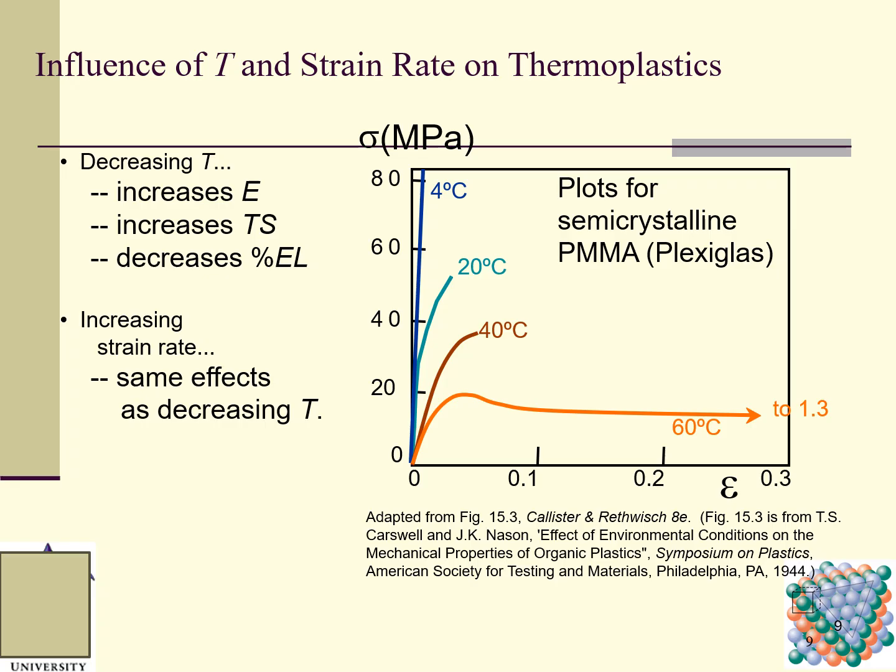So this figure plots the material behavior for semicrystalline PMMA. This is the strain, and these are the different temperatures, 4 degrees C to 60 degrees C. You can see if we increase the temperature, the Young's modulus becomes lower, the tensile strength becomes lower, and it becomes more ductile. It is opposite to decreasing temperature.